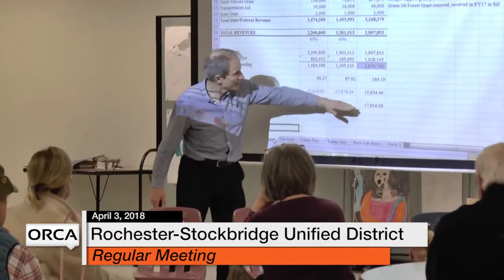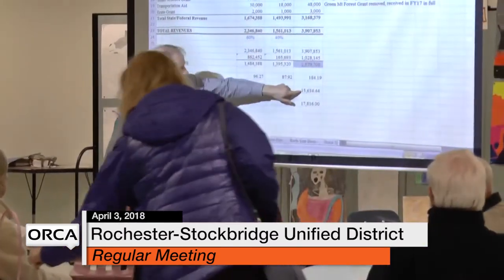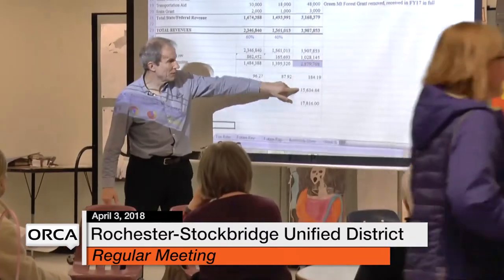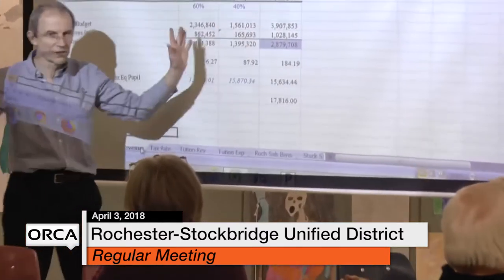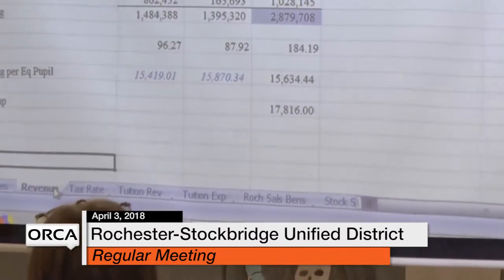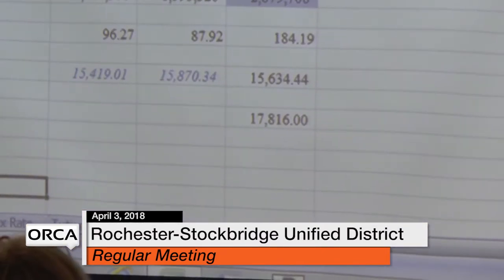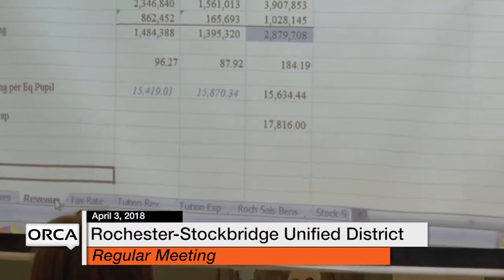So coming right back to here, this is the education spending per equalized pupil that goes into the tax formula. This is the threshold, so we're well under the threshold, so we have the danger of paying twice for the same expenses. Now we come to the expenditure side of the budget.